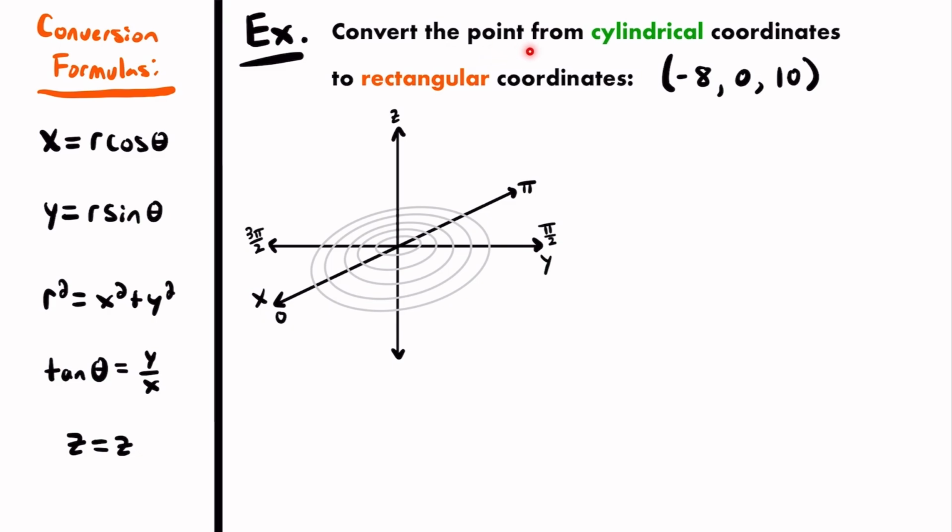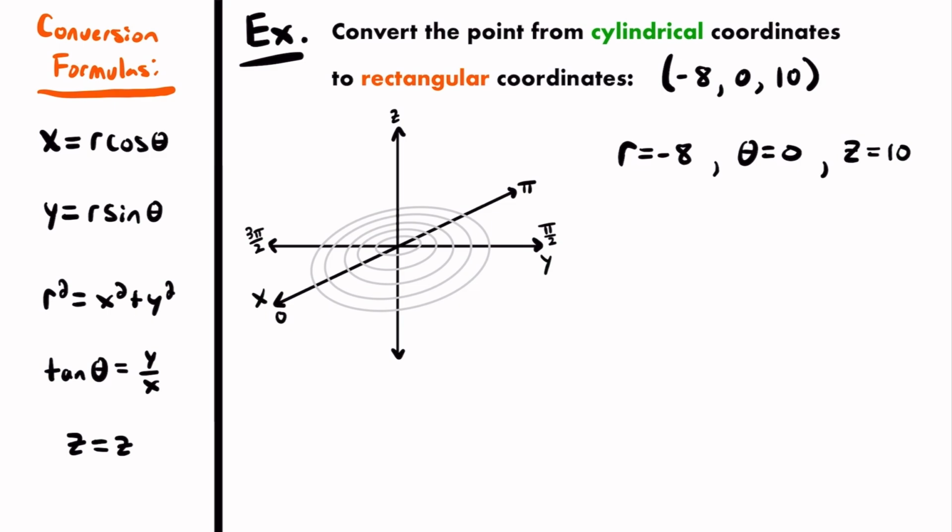So let's take a look at what we have here. We want to convert the point from cylindrical coordinates to rectangular coordinates. So that would be this point right here. Upon first glance, it looks like it is a set of rectangular coordinates because the angle doesn't really jump out at us, because you don't see pi anywhere. The angle is 0. This is a set of cylindrical coordinates where the radius is -8, the angle is 0, and the z-coordinate is 10. I'm going to write that down here so we don't forget. r is equal to -8, theta is equal to 0, and z equals 10.